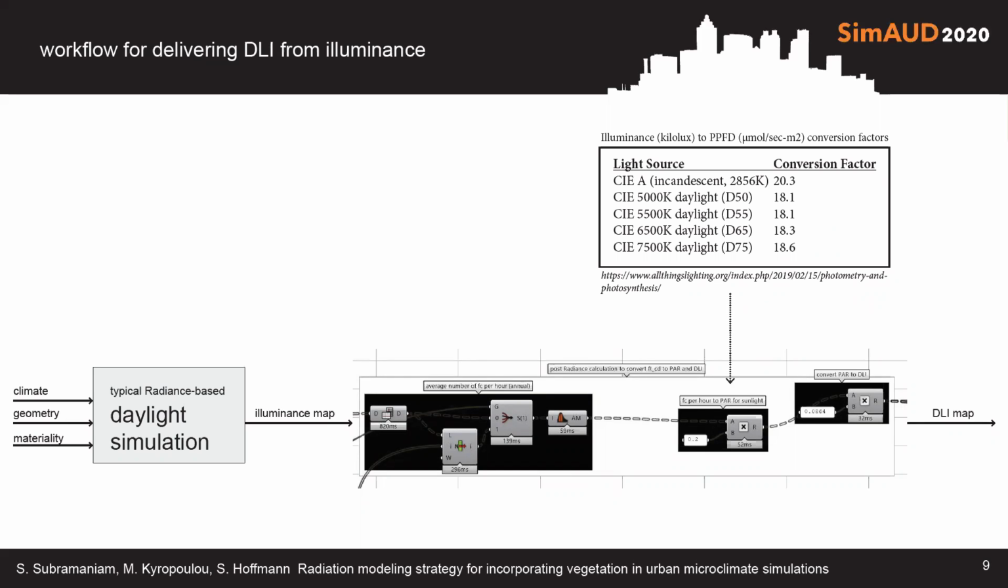Yes, so we can see here a simplified roadmap of this conversion, essentially converting the geometry and the climate data, which are inputs for our simulation, to DLI maps. This begins with a typical Radiance-based annual daylight simulation that produces an illuminance map, which then is converted to DLI. The conversion part can essentially happen in two different ways.